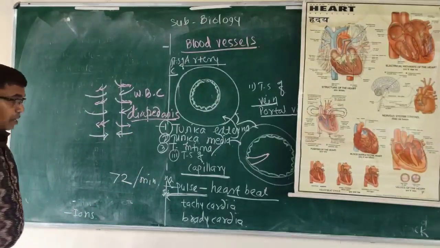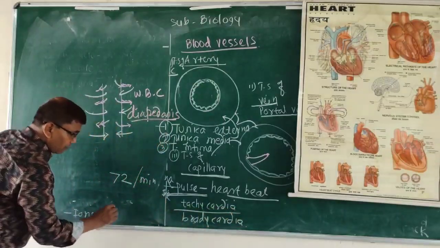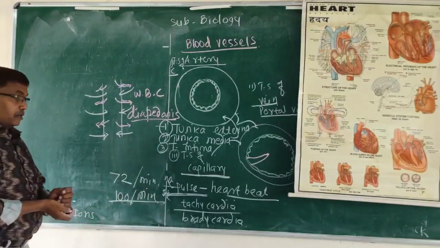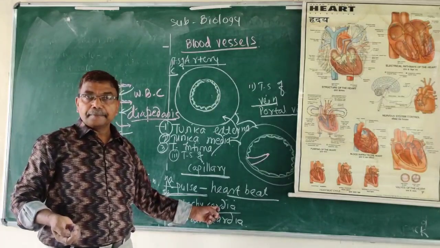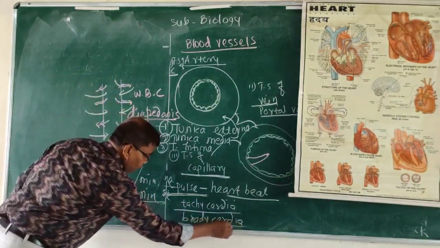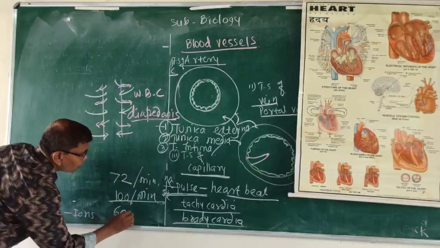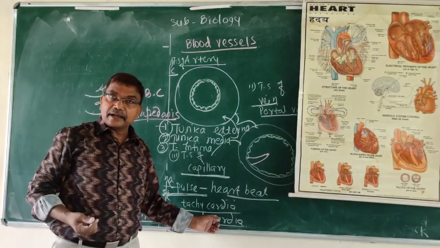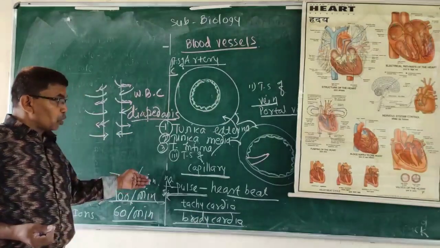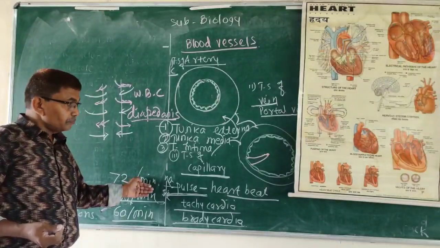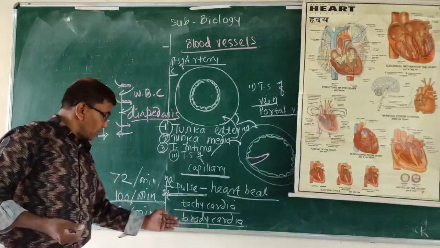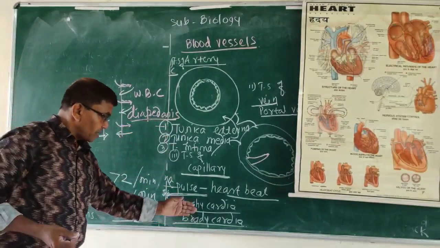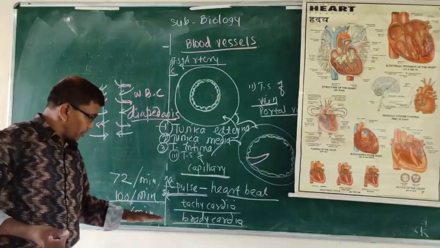in a normal person. But if this heartbeat goes above 100 beats per minute, that condition is called tachycardia. If the heartbeat goes below 60 beats per minute, it is called bradycardia, meaning deviations from the normal heartbeat: tachycardia and bradycardia. Tachycardia is an increase in the heartbeat; bradycardia is a reduction or lowering of the heartbeat.